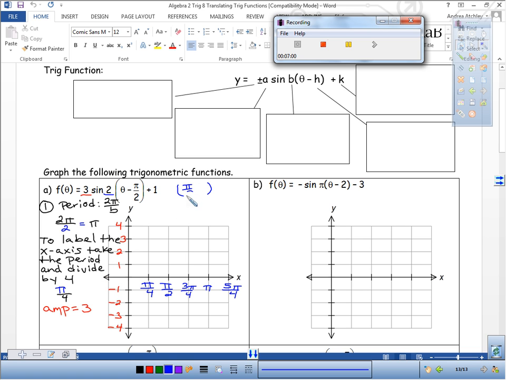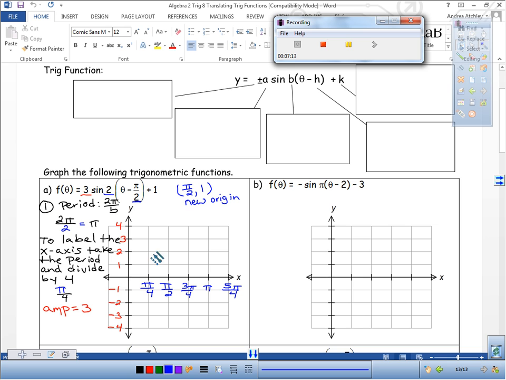Very good. Pi over 2, remember, this is the twilight zone. And then the 1 is the same. So pi over 2 and 1. This is what we call now a new origin. Remember twilight zone. Inside the parentheses is the opposite of what we think, so it's a positive. Just like inside the radical, all that stuff is different. Okay. That's going to be the origin.